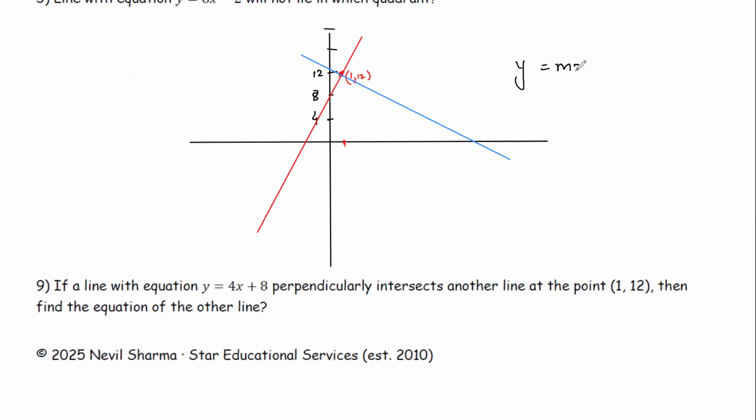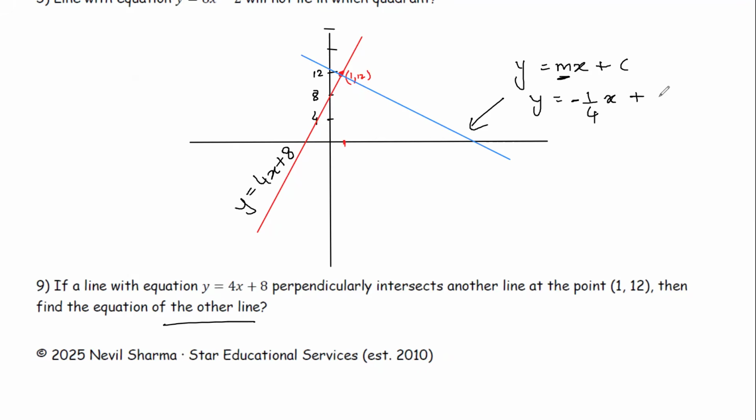So y is equal to mx plus c. We are trying to figure out the equation of this line, right? That's what they ask. We know that when we have this equation as y is equal to 4x plus 8, a line perpendicular to this will have slope minus 1 by 4. Using the product of the slopes of perpendicular lines is equal to -1, we simply take the reciprocal and negative. So basically slope is -1 by 4.